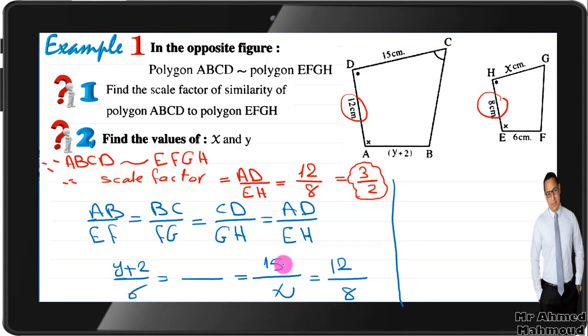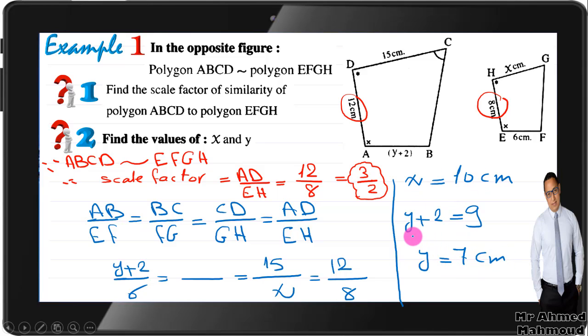I will find X by cross multiplication. X equals 15 times 8 over 12. So X equals 10 centimeters. Y plus 2 equals 6 times 12 over 8, so it is equal to 9. I send the plus 2 over as minus, so Y equals 9 minus 2 equals 7. So X equals 10 and Y equals 7.